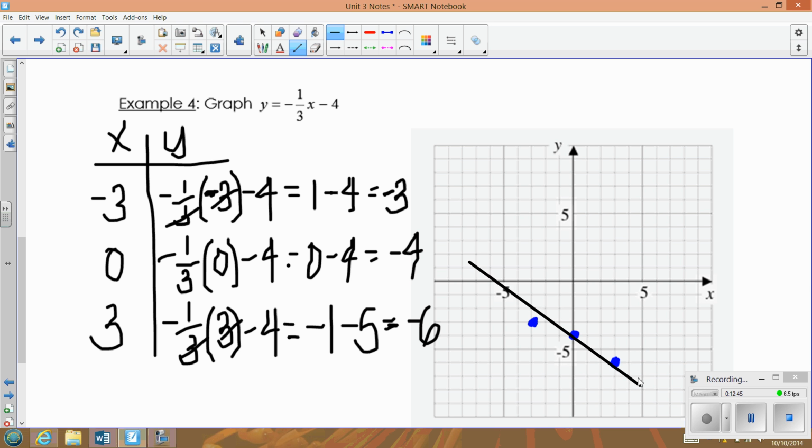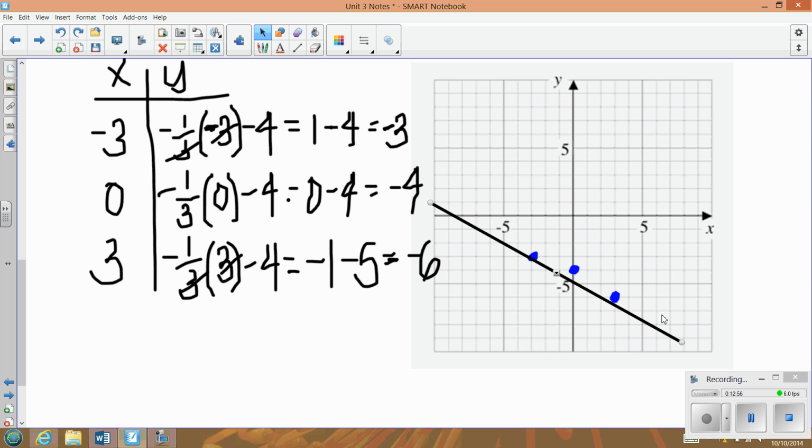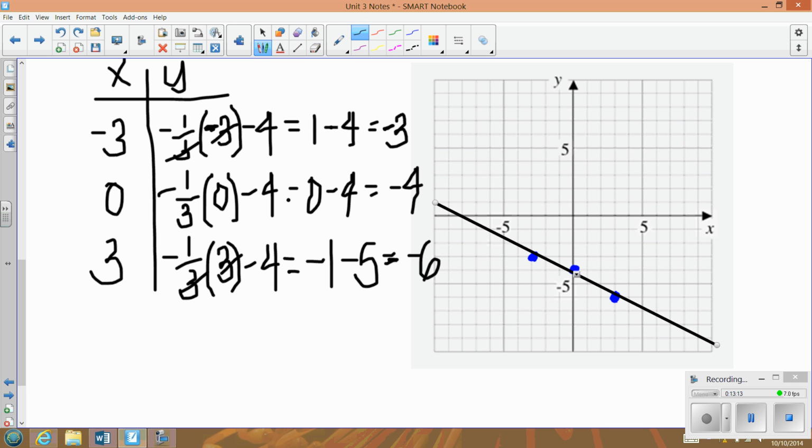So go ahead and connect. And then you can put your arrows on your graph. And then again, label your equation. So we have y equals -1/3 x minus 4.